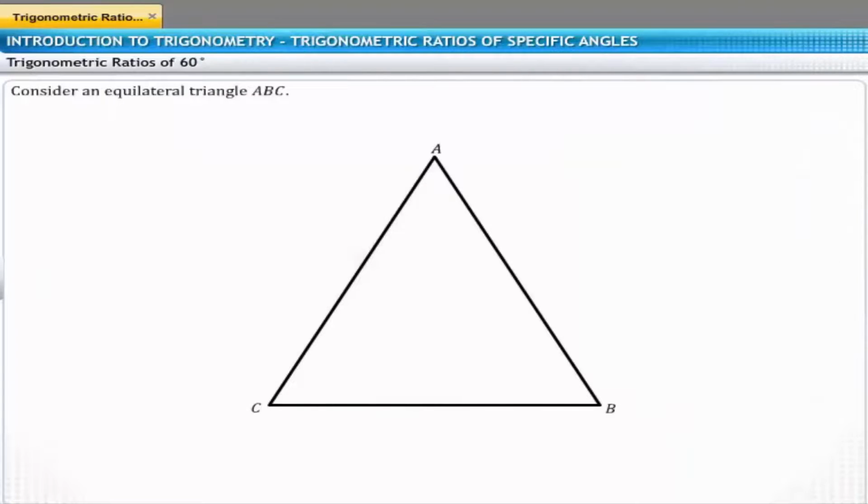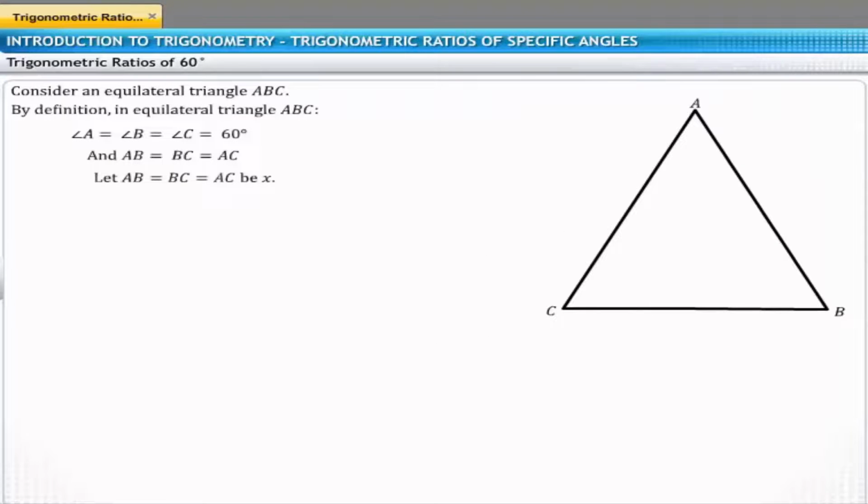Consider an equilateral triangle ABC. By definition, each angle of an equilateral triangle is equal to 60 degrees, and all its sides are equal. Let the length of each side of equilateral triangle ABC be x. Let us draw a perpendicular AD from vertex A to its opposite side BC.